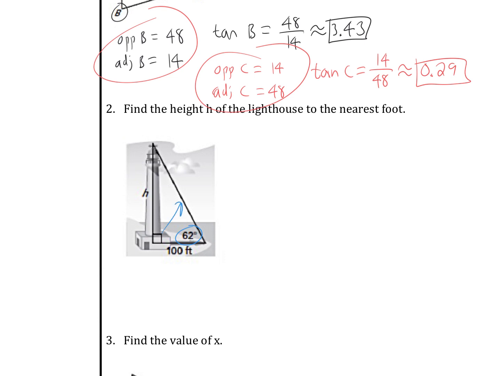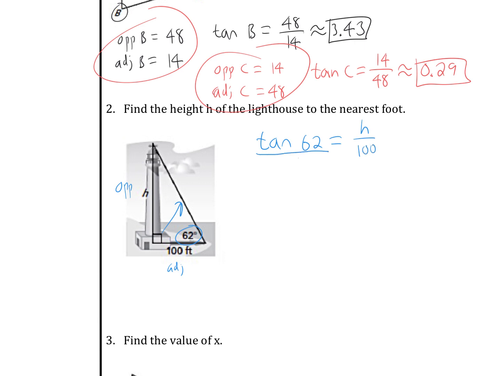Well, the hypotenuse is over here, and so this is going to be the opposite of 62, and this is going to be adjacent. So if we have opposite and adjacent, I know this whole section is about tangent, but we want to think about what we have here. We have opposite and adjacent, so we're going to use what trig ratio? We're going to use tangent. So tangent of 62 equals what over what? H over 100.